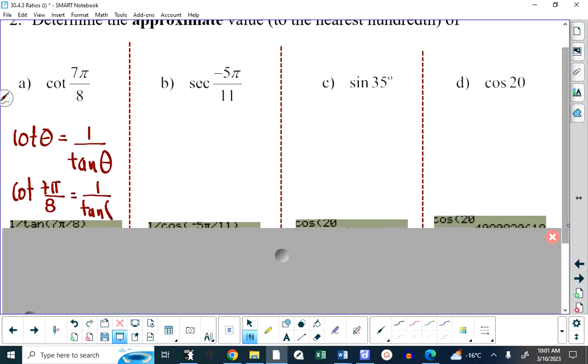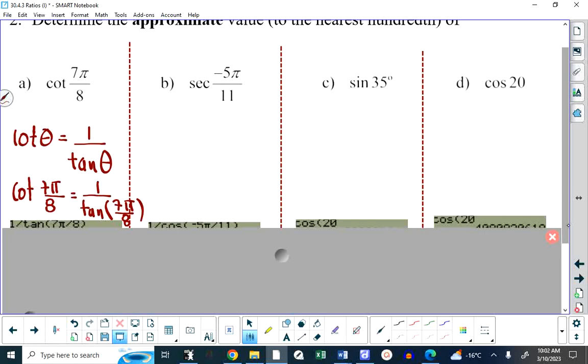Just going to clean that up a little bit. That's what we have to enter into our calculator. What some people do, and I kind of get why you might be tempted in this direction, is think you have to take the 7 pi over 8 and flip it over. You don't. That's the angle. You flip over the tangent. You don't flip over the angle.